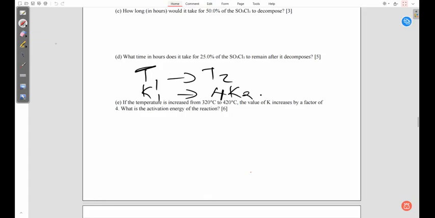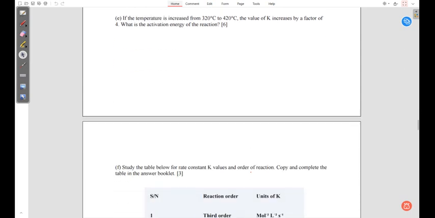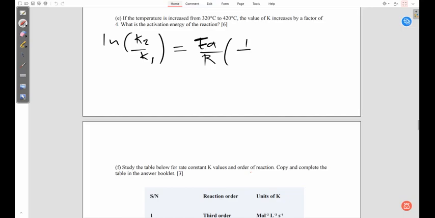So let's write down the equation. The Arrhenius equation, as we know it, is natural log of K2 over K1 is equal to negative Ea over R times 1 over T2 minus 1 over T1. In fact, if you don't want to add the negative, you start with T1. If you want to add the negative, you start with T2. Doesn't really matter, just ensure that you are very careful with the signs.